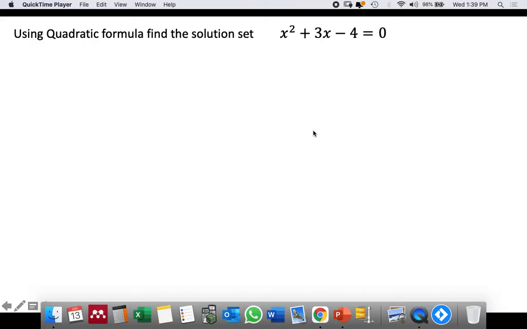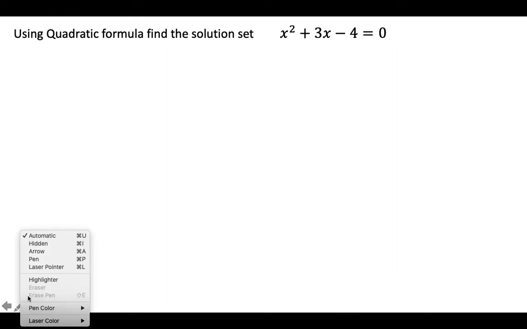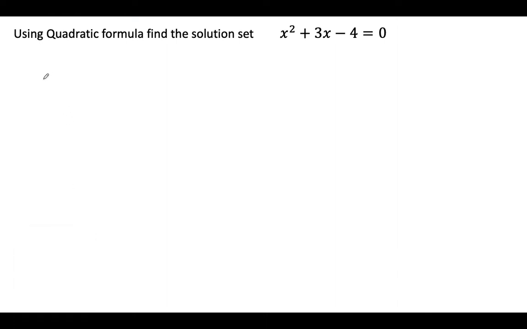Quadratic formula, find the solution set. So if you remember what the quadratic formula was, guys, let me help you. When we have the discriminant, which we may call delta, b squared minus 4 times a times c, we said that if delta is greater than 0, we have two real roots. If delta is equal to 0, we have one real root. And if delta is less than 0, we have complex roots.